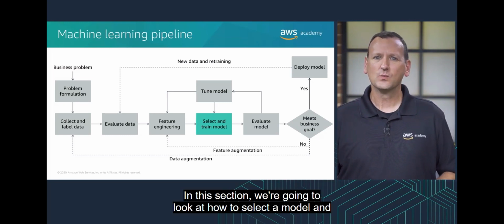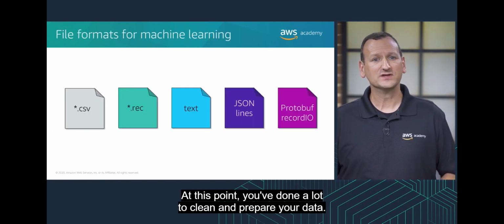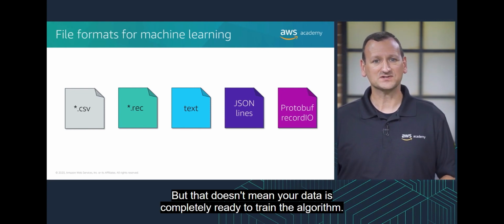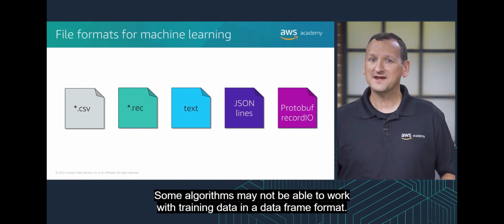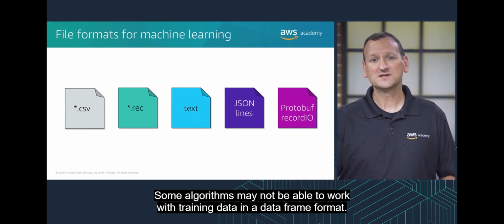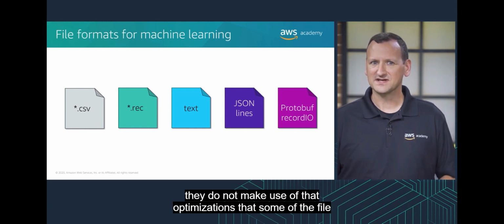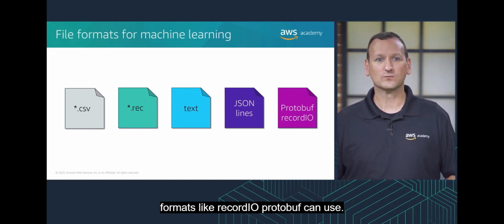In this section, we're going to look at how to select a model and train it with the data we have pre-processed. At this point, you've done a lot to clean and prepare your data, but that doesn't mean your data is completely ready to train the algorithm. Some algorithms may not be able to work with training data in a data frame format. Some file formats like CSV are commonly used by various algorithms, but they do not make use of the optimizations that some of the file formats like Record I/O Protobuf can use.